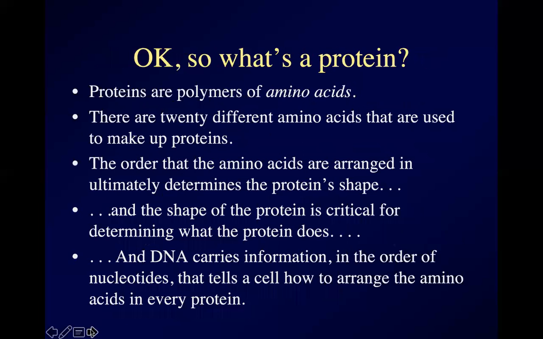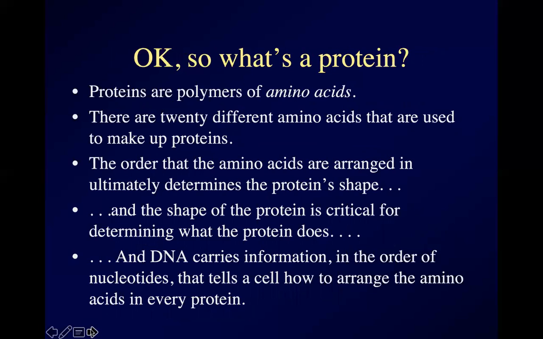Proteins are polymers of a different type. They're polymers of a monomer called amino acids. And I promise you, if it weren't for proteins, it would be a amino world out there. Right.